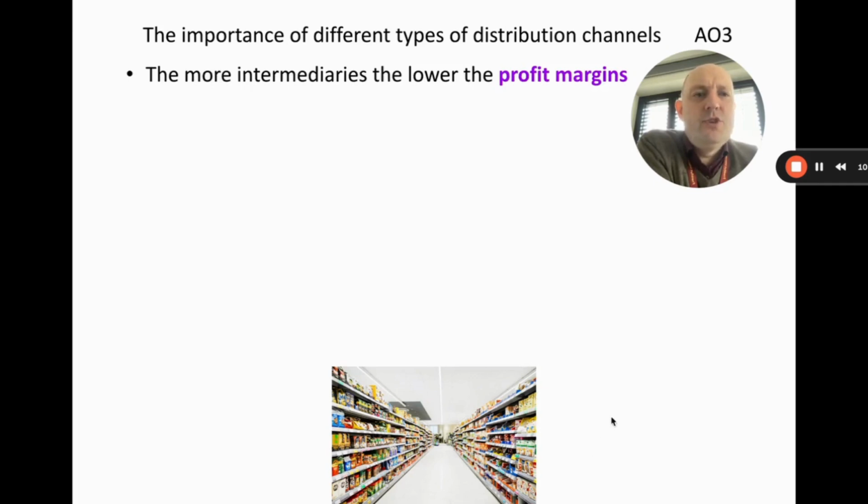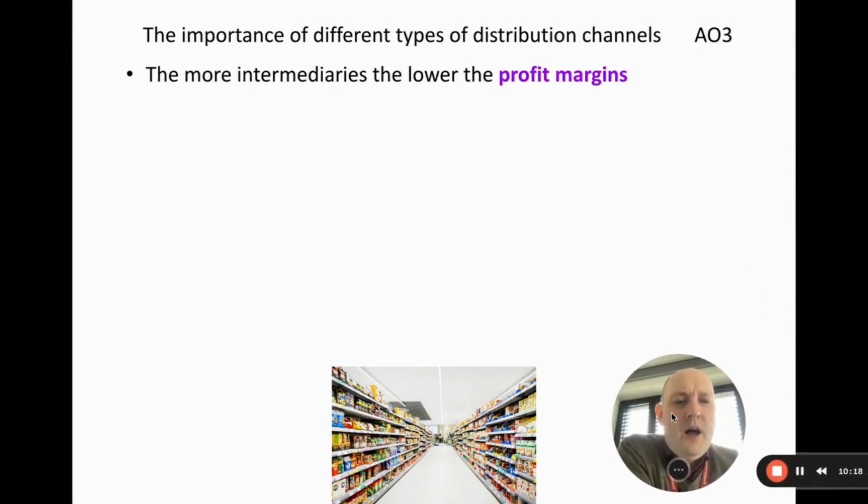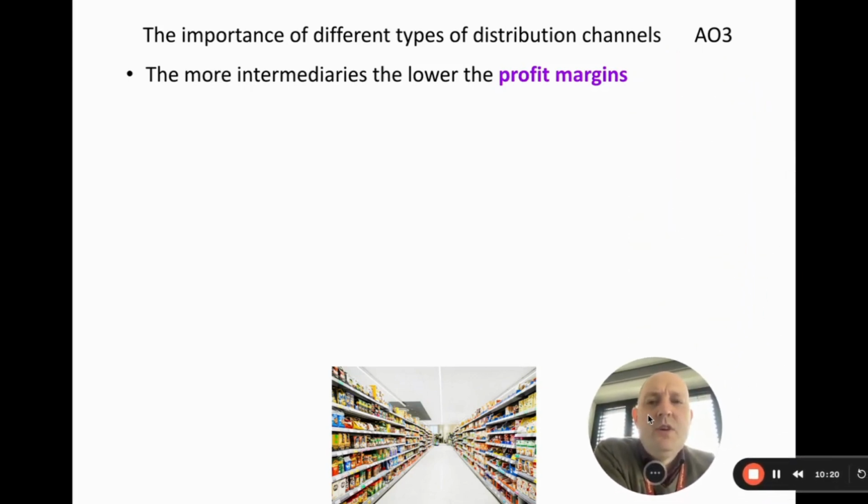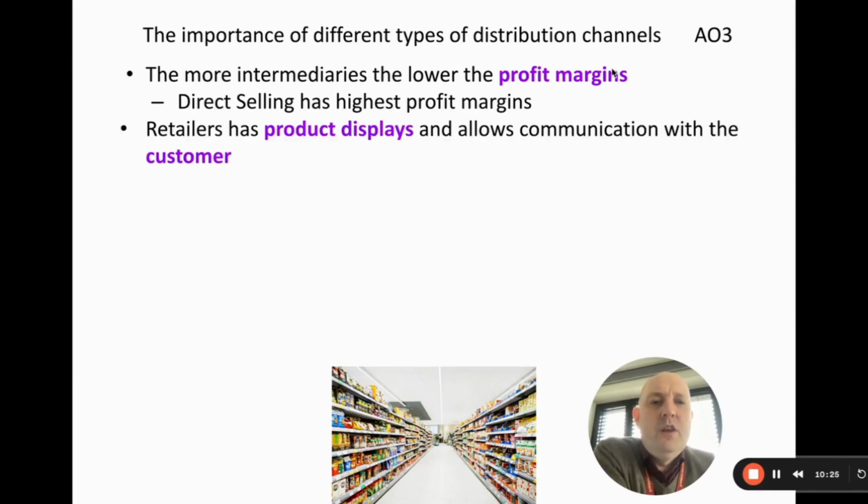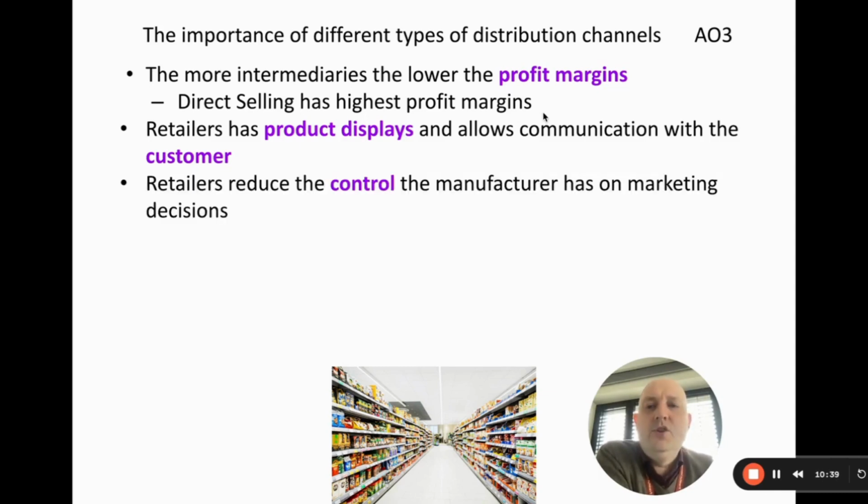So moving on to some general points about the distribution channels. So in general, the more intermediaries you use, the lower the profit margin. That's because every time you use an intermediary, that intermediary is a business and they're going to want to take a slice of profits. So in general, direct selling has the highest profit margin, but has the limitations we saw earlier.